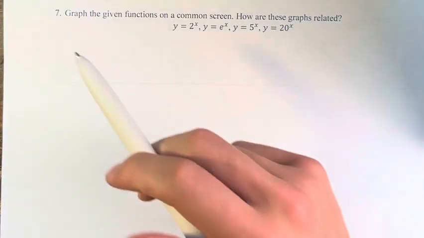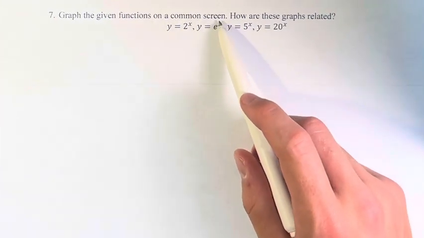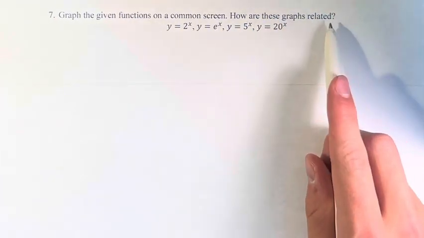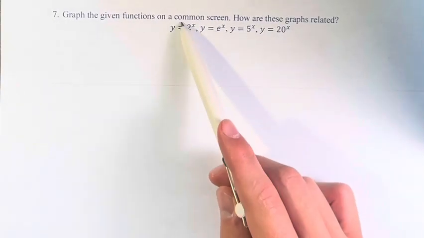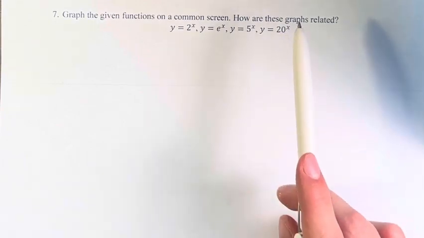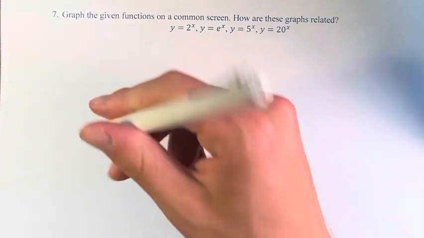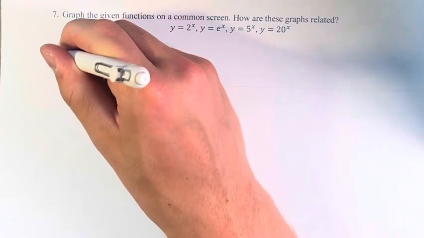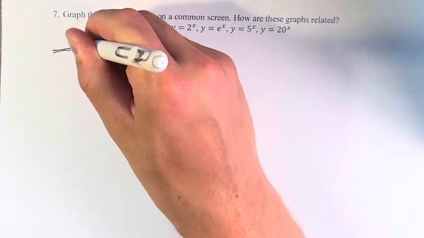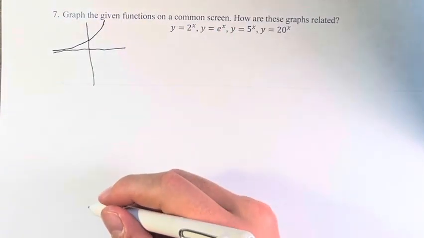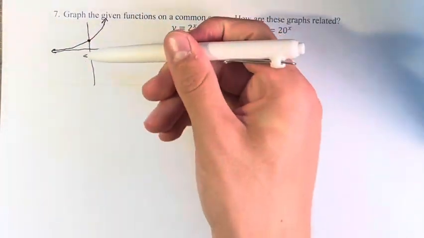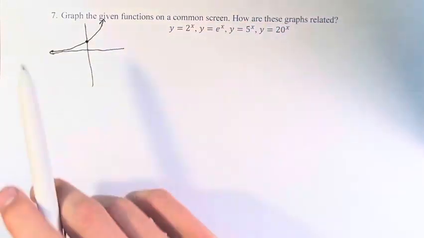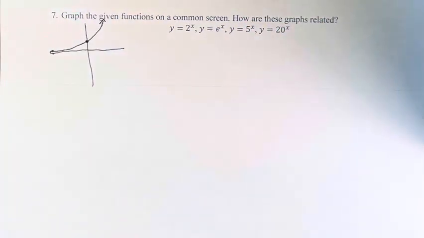In this problem, we're asked to graph the given functions on a common screen and ask how these graphs are related. I think the easiest way to do this is to take a graphing calculator and graph all of these functions. If you graph them by hand, which you can do, we know from our work in this section that they're going to have the general shape of this, where we have the point (0, 1), and very low in the negative numbers, approaching 0, and goes off to infinity in the positive direction.